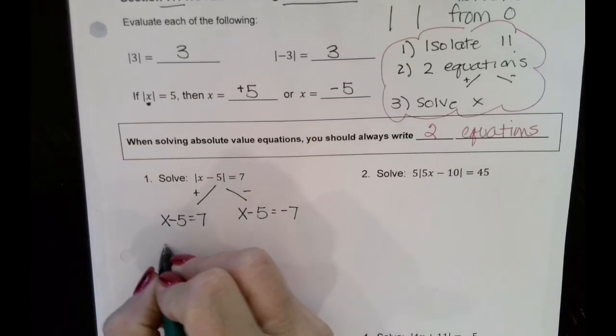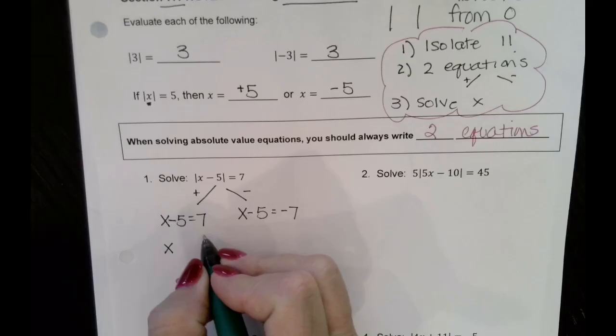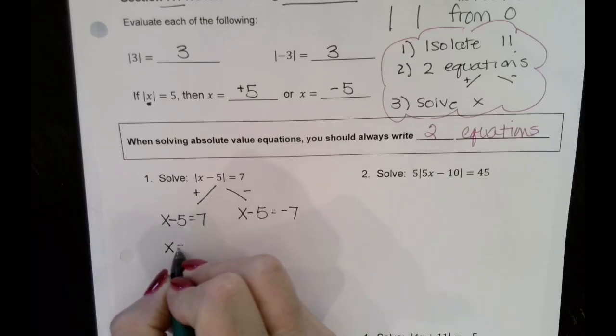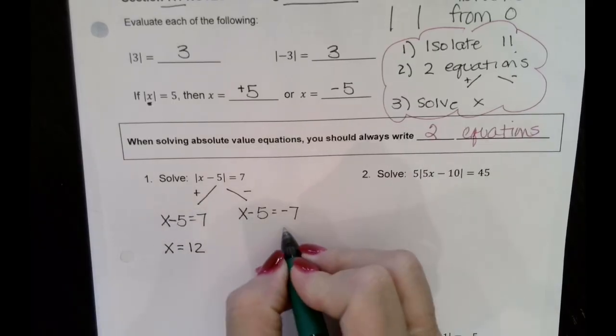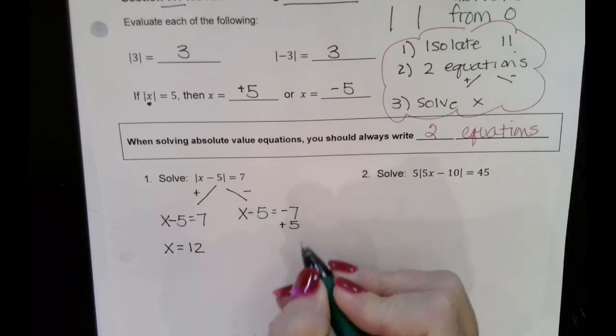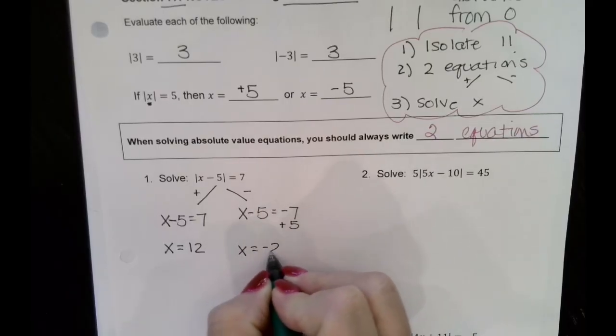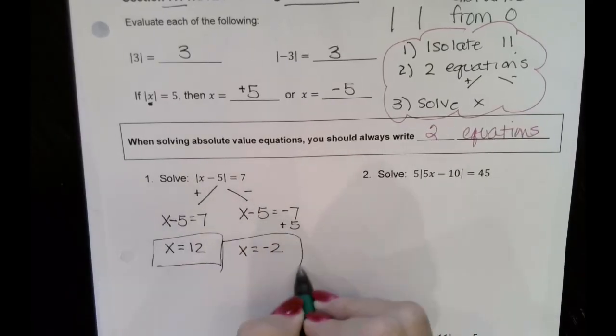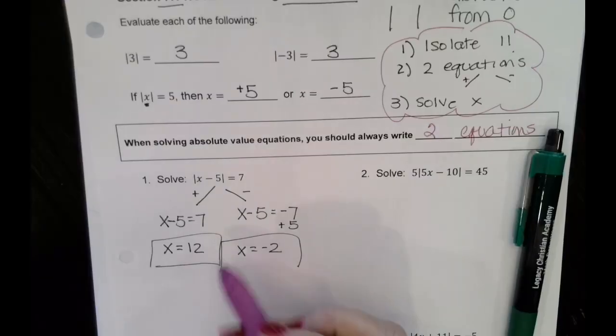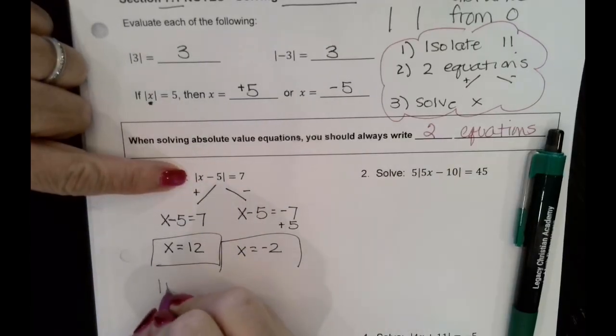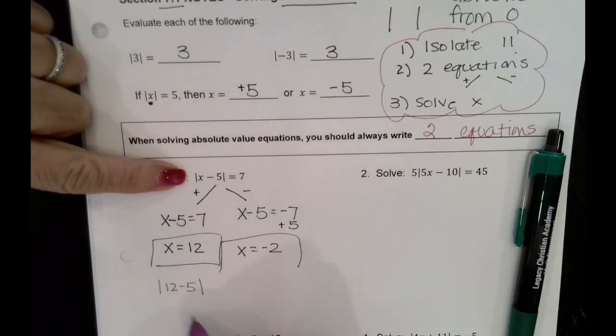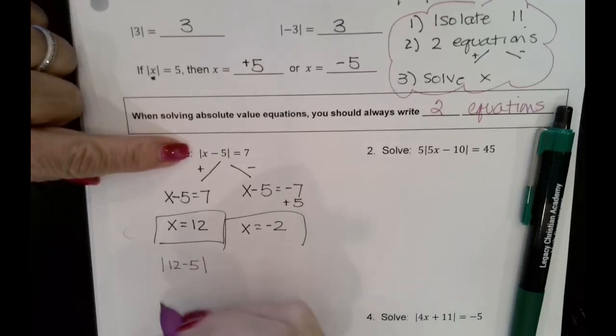And then we just solve this. So I add 5 to both sides, and I have x equals 12. And over here, I'm going to add 5 to this side, so I get x equals negative 2. And these are my two answers. Now, I can plug it back in and check it. And here's what I have. 12 minus 5 in the absolute value bars. And if I solve this, I get 7.